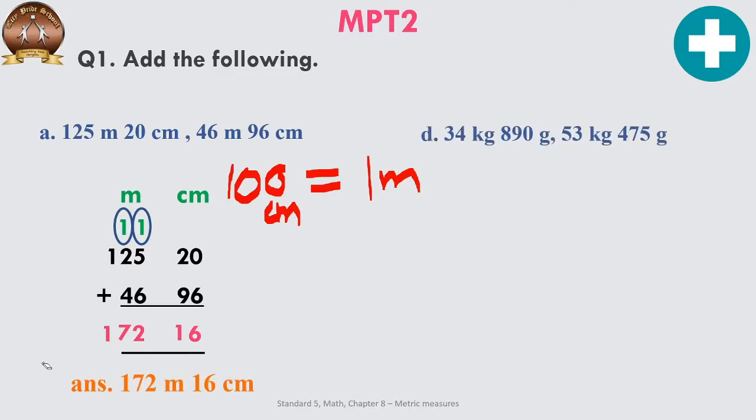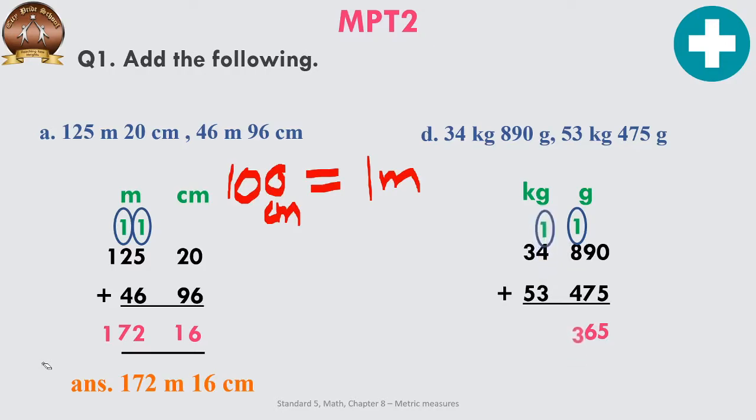34 kg 890 grams has to be added to 53 kg 475 grams. Kilogram and grams are written separately. Below kilograms 34 and below grams 890. Similarly 53 and 475 are separated. Now the plus sign, starting with the addition from the right hand side. 0 plus 5 is 5. 9 plus 7 is 16. 1 plus 8 plus 4 is 13.